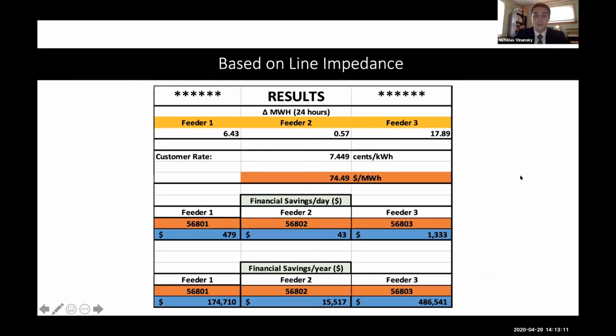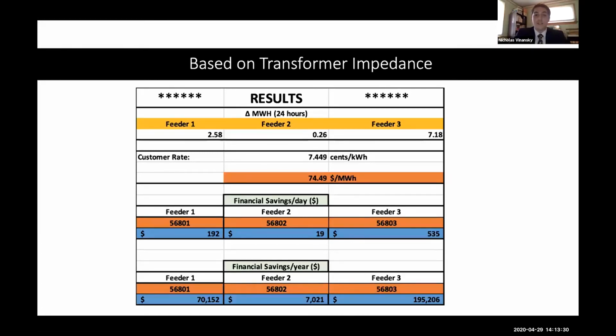Based solely on line impedance, I calculated financial savings for the year for the customers on the line to be $174,000 for feeder 1, $15,000 for feeder 2, and $486,000 for feeder 3. I performed additional calculations as well. This calculation was based solely on transformer impedance, not considering line impedance at all. Using these assumptions, I determined that the financial savings for feeder 1 were $70,000, feeder 2 was $7,000, and feeder 3 was $195,000.